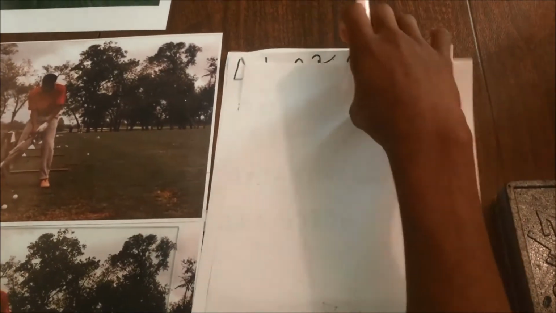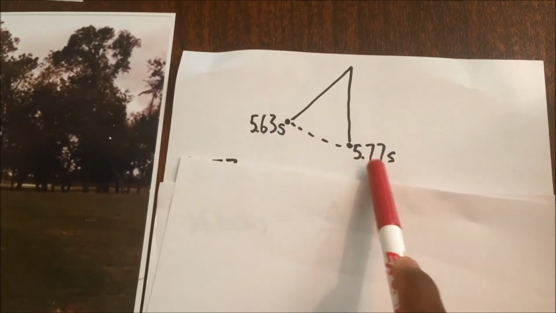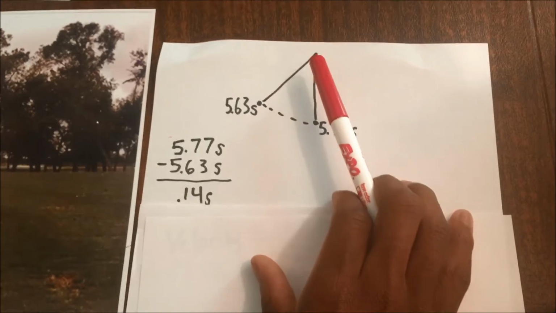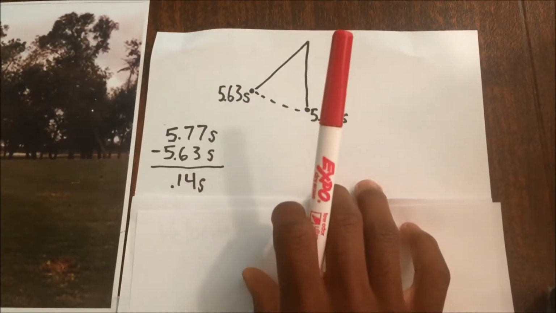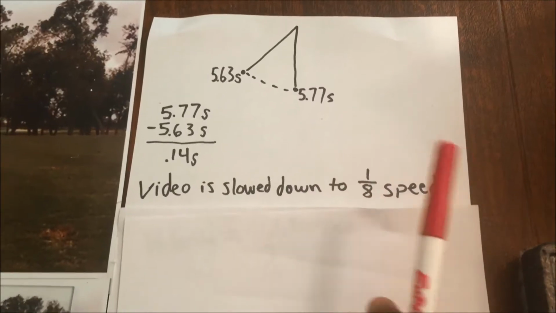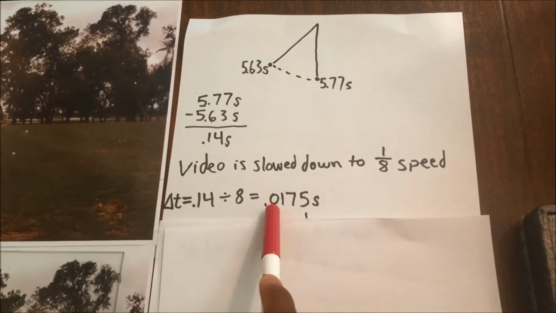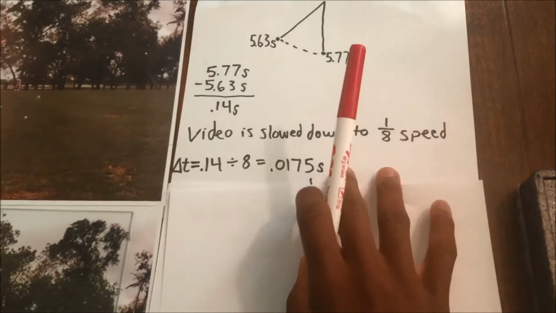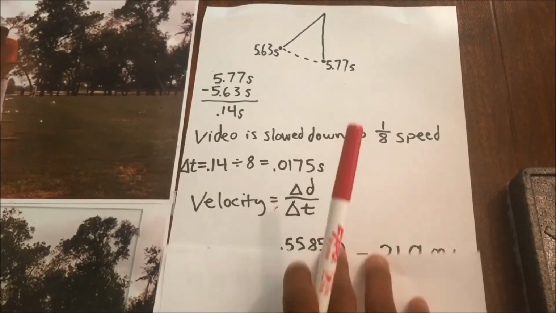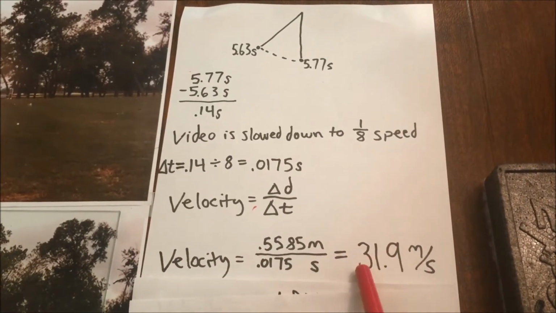Now we're going to look at our two time intervals, which is 5.63 seconds and 5.7 seconds, and the difference being 0.14 seconds. The video slowed down to an eighth of a speed, so we have to divide 0.14 by 8 to get our change in time of 0.0175 seconds. Plug our information into our original equation, and we get our velocity of 31.9 meters per second.